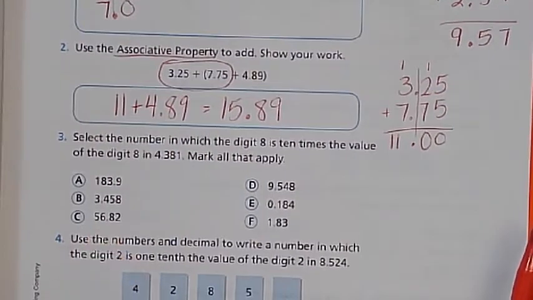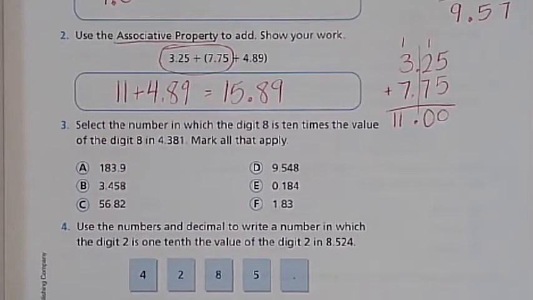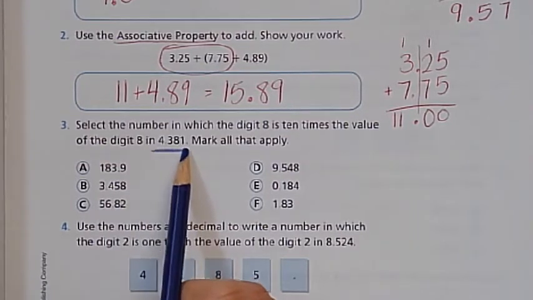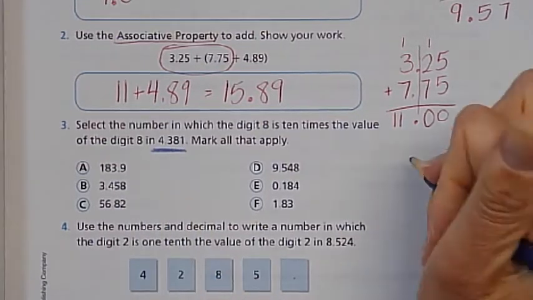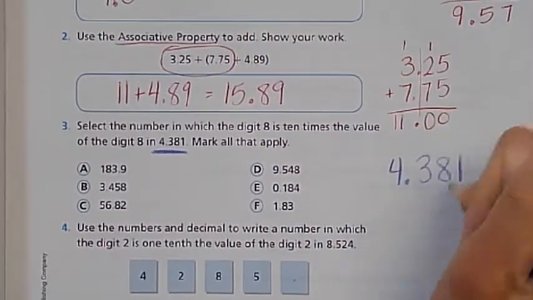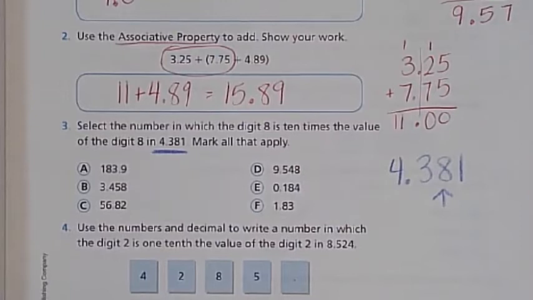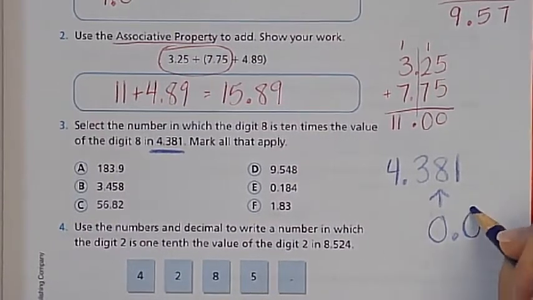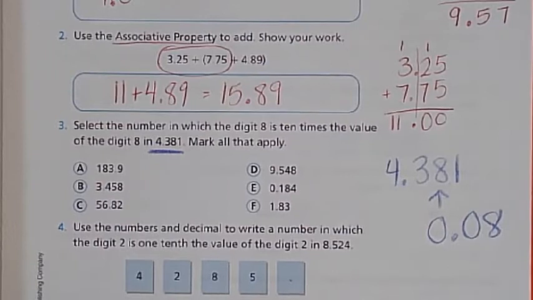We're going to go ahead and move down to number 3. It says, select the number in which the digit 8 is 10 times the value of the digit 8 in this number right here. So in this number right here, I can see that the 8, 4.381, this 8 is in the 100th place. So the value of this 8 is 8/100ths.